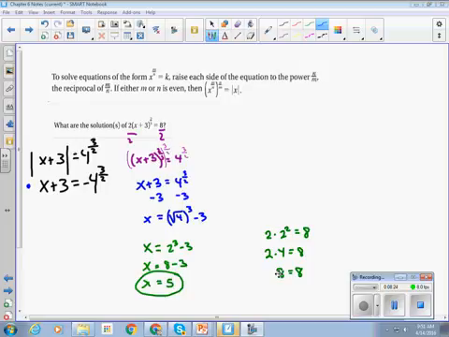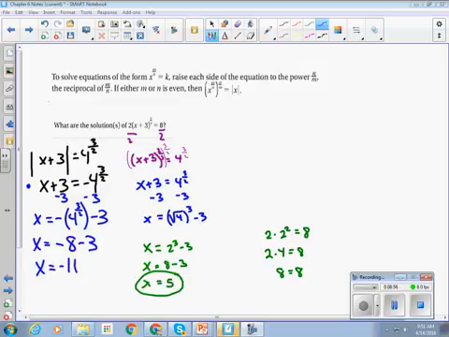So here we're going to subtract 3 from both sides. So x is equal to negative 4 to the 3/2 minus 3. Remember, the square root of 4 is 2, and 2 to the 3rd power is 8. So this is equal to negative 8 minus 3. Negative 8 minus 3 is negative 11. So that's my other solution.